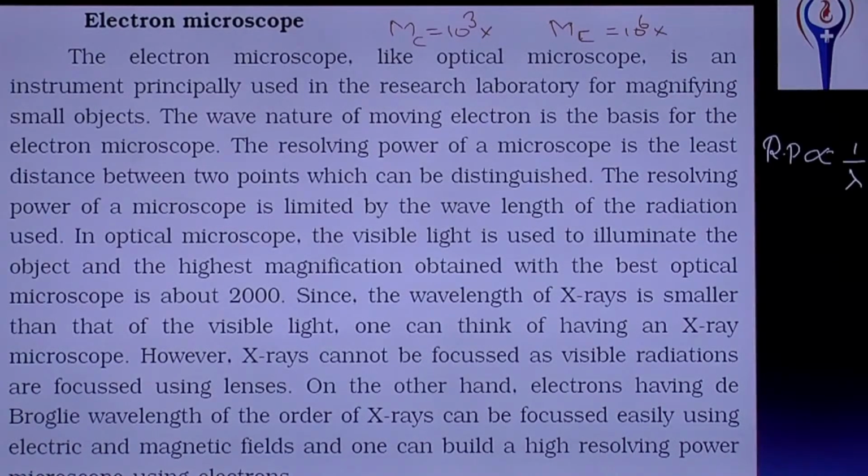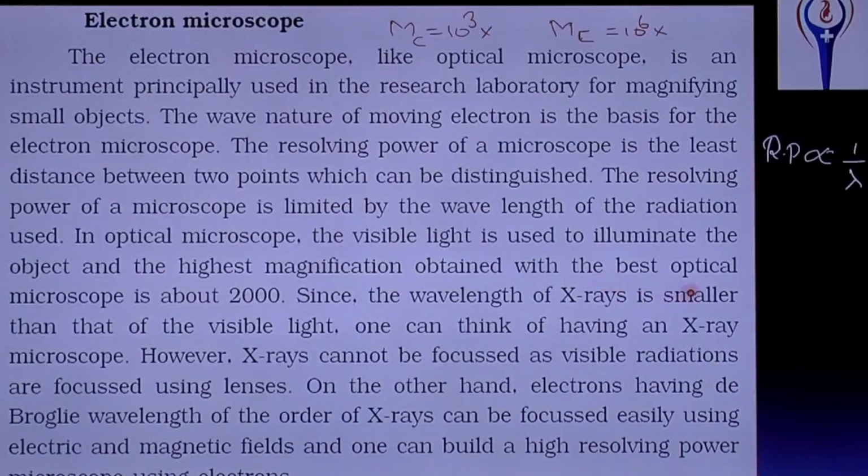Since the wavelength of X-ray is smaller than visible light. Actually, compared with visible light, before visible light is UV light, before UV light, X-rays. So the X-ray wavelength is shorter. And if wavelength is shorter, what about resolving power? As per this formula, resolving power is inversely proportional to wavelength, and if wavelength is decreased, resolving power is increased. So, instead of ordinary light, we can use X-rays.